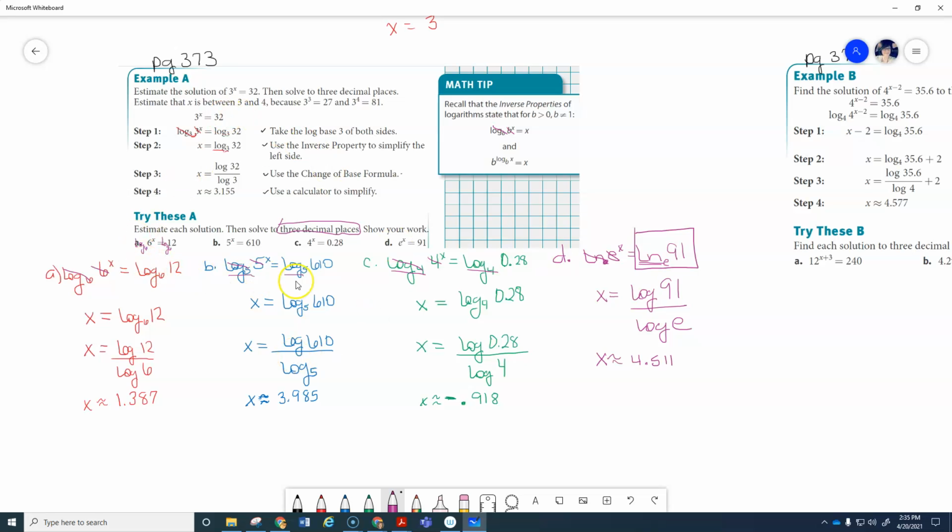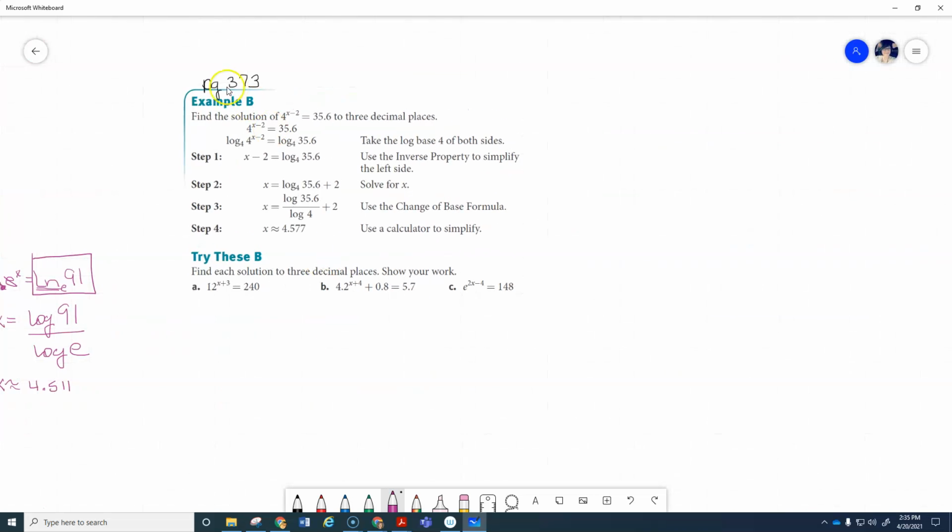So that's all the pretty straightforward, easy ones. We'll do the ones with a little bit more complicated ones. It's still on page 373. We'll do these in the next video.